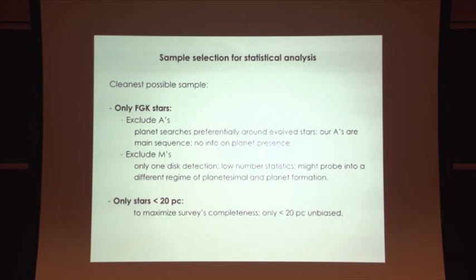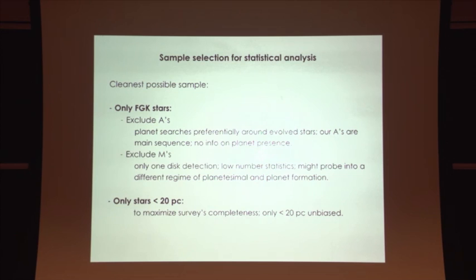The A types, because we know very little about the planet population around the A types, and because I'm looking at the correlation, our stars are main sequence, but the only stars that have been searched for planets are FGK, because that's where you have the jitter that is low enough and the absorption lines are low enough in order to be able to search for the planets. And I excluded the M's because we have very low number statistics there, and maybe because we might be probing a different regime of planetesimal formation, as Roman was pointing out. You may have winds early on that clear the disk. So I excluded A types and M types. I was only looking at solar type.